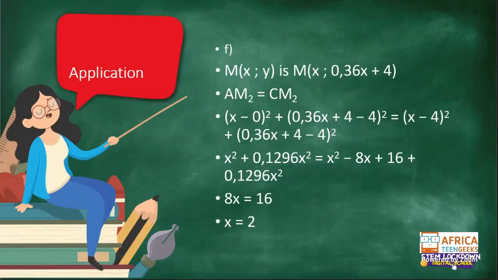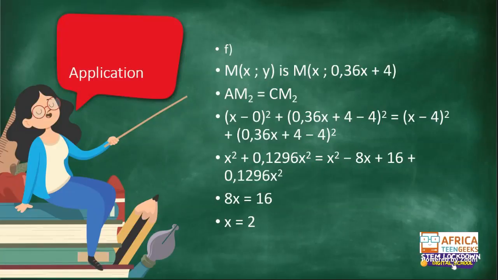You already know the coordinates of M, which are x and 0.36x plus 4. Now you know how to find the distance. So you do (y2 minus y1) all squared plus (x2 minus x1) squared. This is the distance squared. So by so doing, you're going to see that the x coordinate of M is already 2.